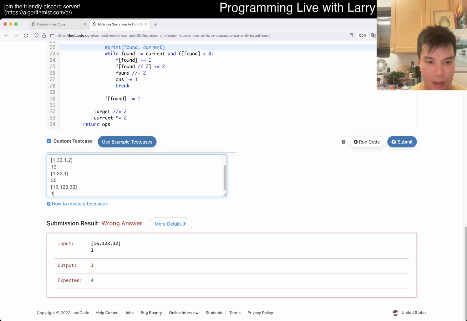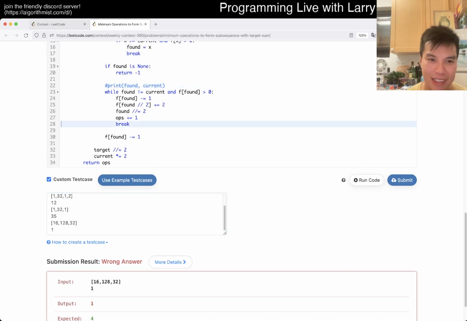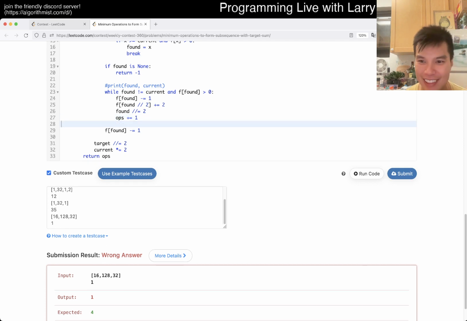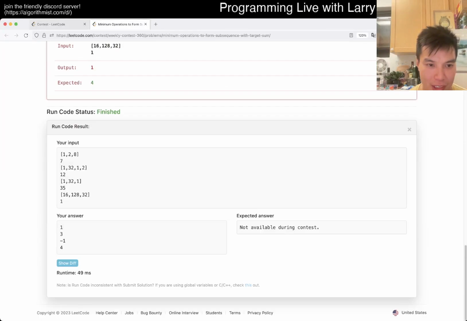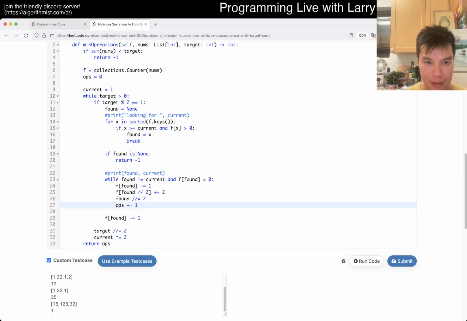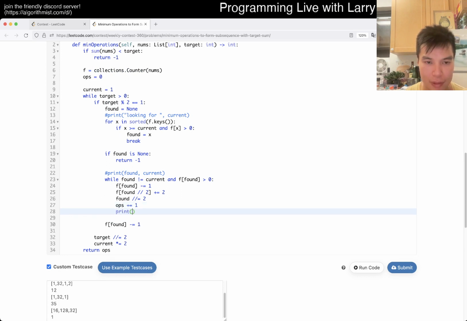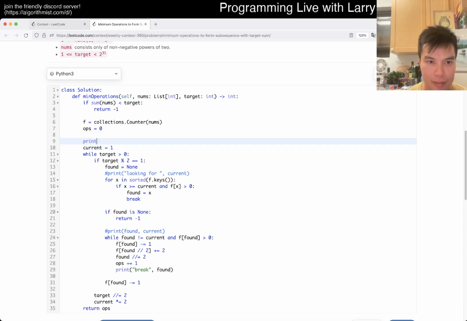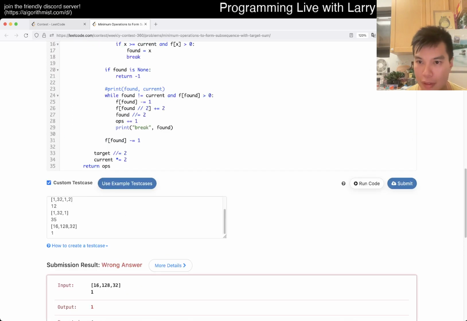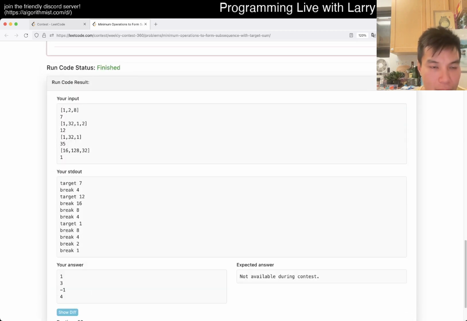Why did I do 1? Oh, I left the break in here for debugging. Oh, but now it's 1, 3, so that's not right. Greedy doesn't work, maybe. Let's see. I mean, maybe if it's just wrong, it's wrong anyway, but 5 minutes. Can I do it in 5 minutes? Target is 12, breaking 16 to 8. Oh, because I'm doing it the lowest bit first.